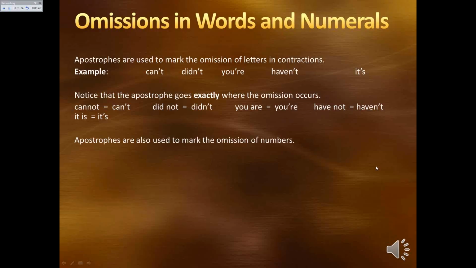Apostrophes are also used to mark the omission of numbers. So instead of saying the class of 1967, we can actually write it the class of '67 and just leave off that 19. And in hopes that people will know that you're talking about 1967 rather than 1867. And nowadays we can say the class of '15.